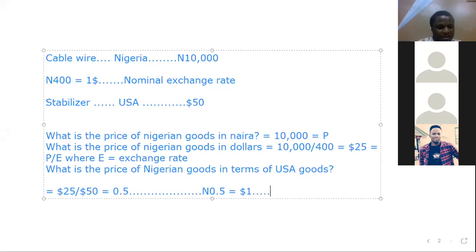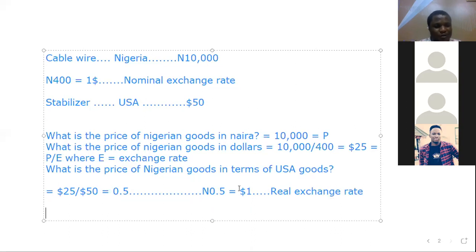This will be the real exchange rate. And how did we solve that? We solved that by doing P over E times P star. P star, let me call it the price of USA goods in dollars.